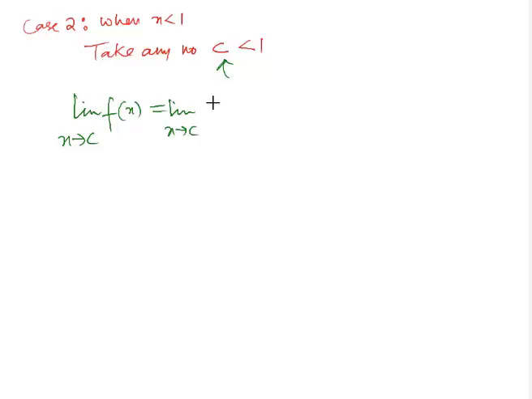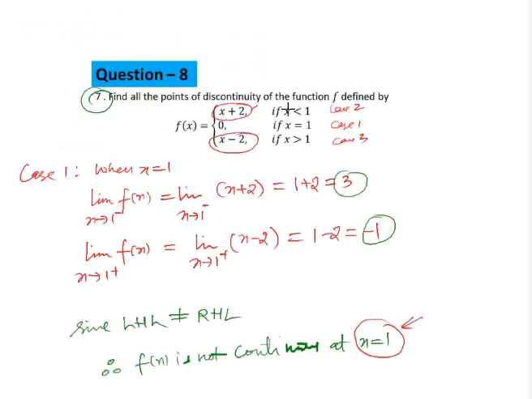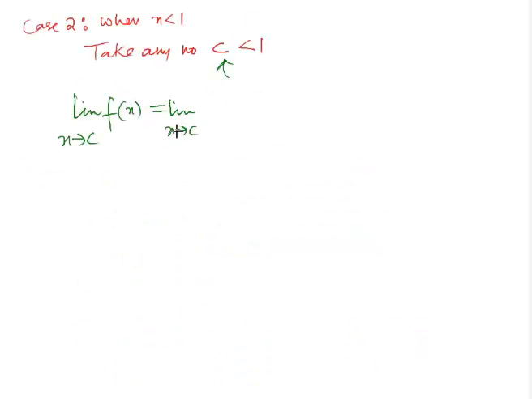The f of x value will be taken when x is close to c and c is less than 1. So when x is less than 1, we have to take x plus 2. Therefore the f of x value will be x plus 2. Now when x approaches c, the value of the function will approach c plus 2.